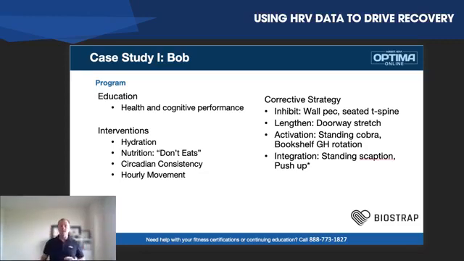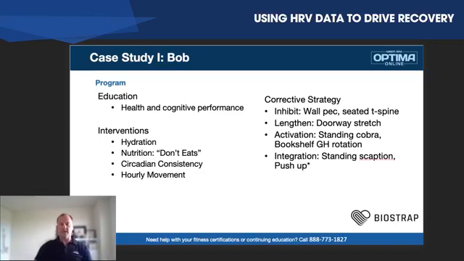If Bob doesn't mind getting a little bit fancy in his office, he could do single leg scaption to try to coordinate that a little better. The last one I put down there is a push-up. Should be a push-up plus if we're familiar with that. It's where we're getting a little bit more serratus anterior activation.